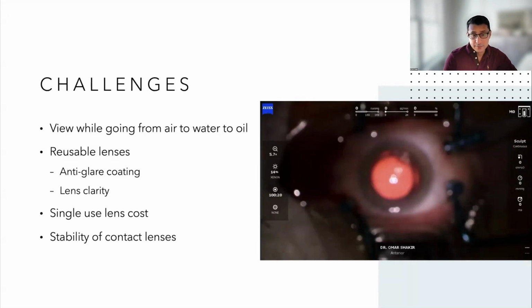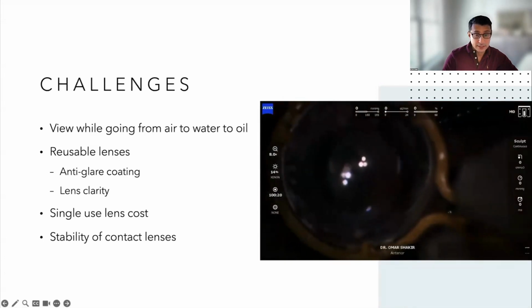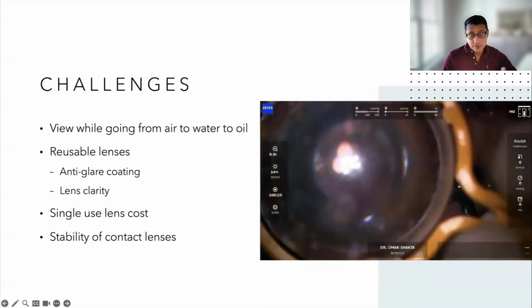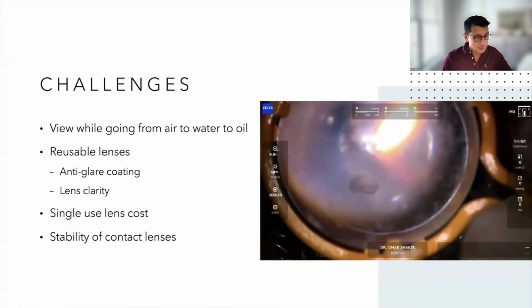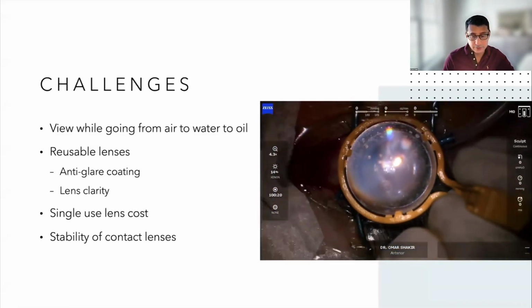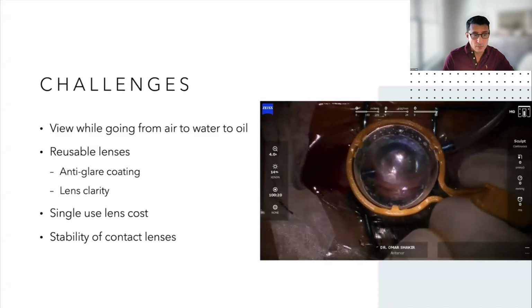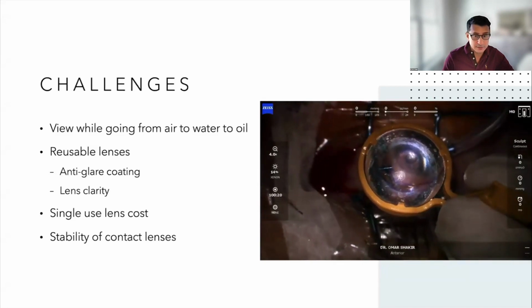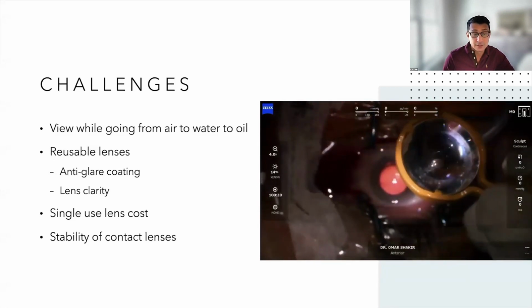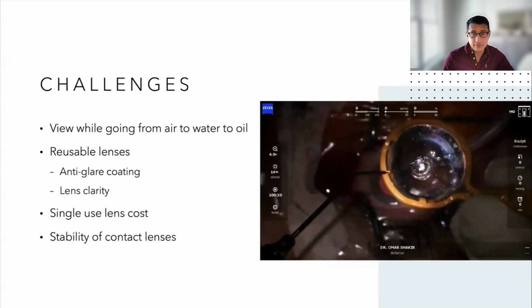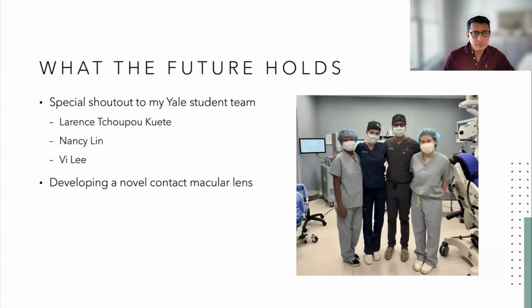Stability of these lenses, the ability to keep them in place without an assistant, that's a challenge. And then, of course, cost is very important. In different areas of the world, we need to factor in cost because we can't just have everything we want. We need to make sure it is financially feasible. So these systems are very expensive. We need to have a cheaper system.